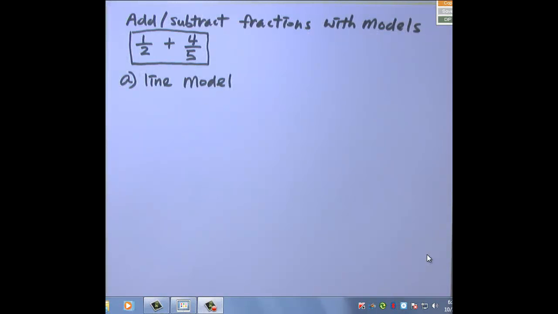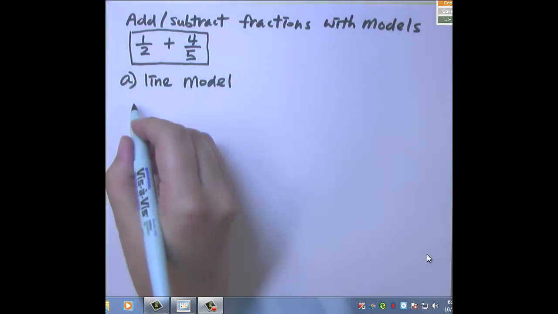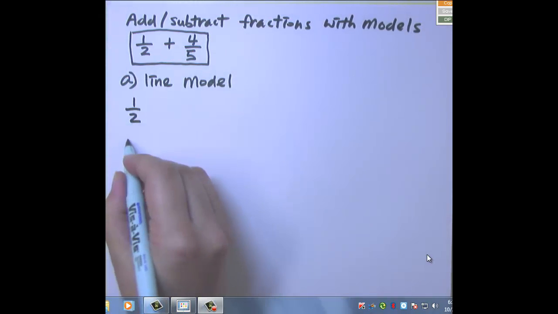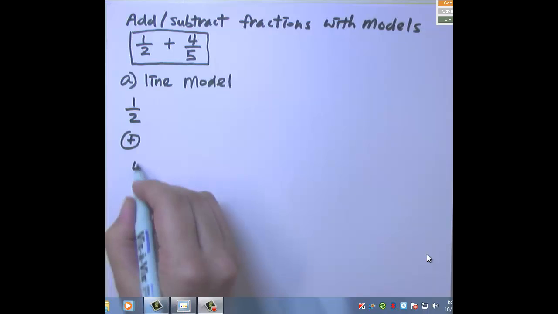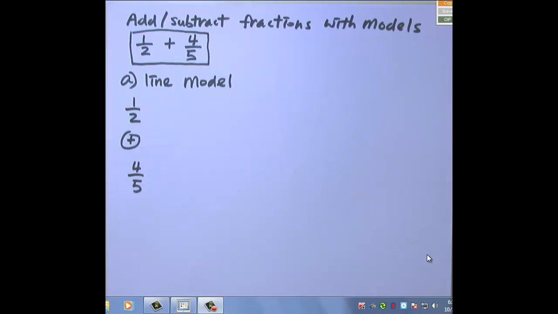This is a review for adding and subtracting fractions with three models, including line models, area models, and set model. So the first one is a line model. We are adding 1/2 with 4/5. In order to show the line model, we will have to draw the questions.